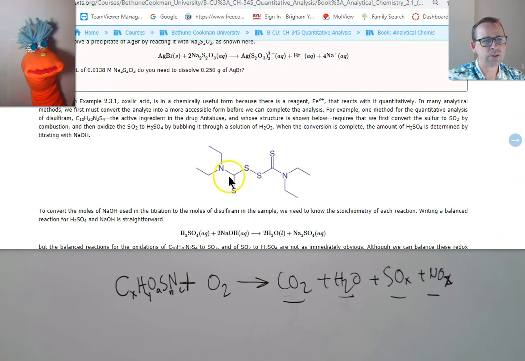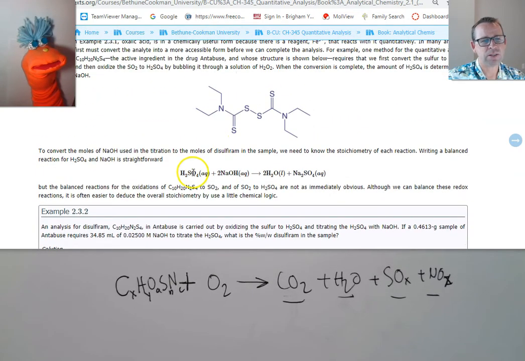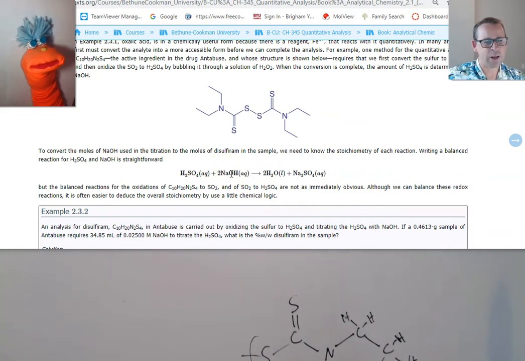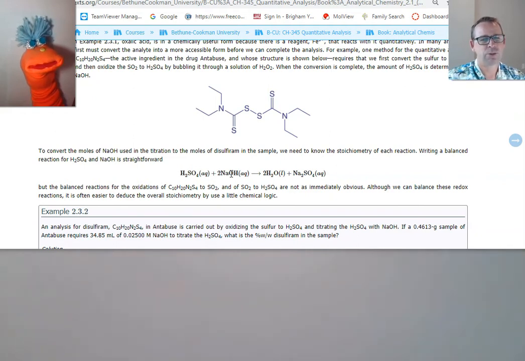and, like it says here, you bubble hydrogen peroxide into the SO2, and that makes sulfuric acid, H2SO4. And then it's easy, that sulfuric acid is going to be pretty stable. And you can tell how much there is simply by reacting it with a base like sodium hydroxide. So we take a complex compound, disulfiram for example, and we simplify it to make the reaction easily performed, right? Easy acid-base reaction here.